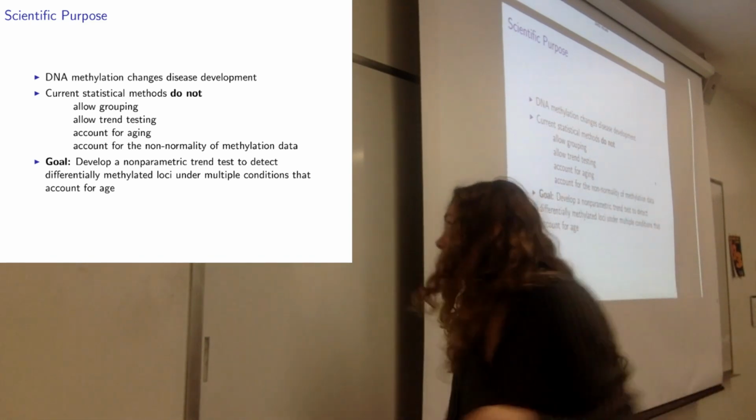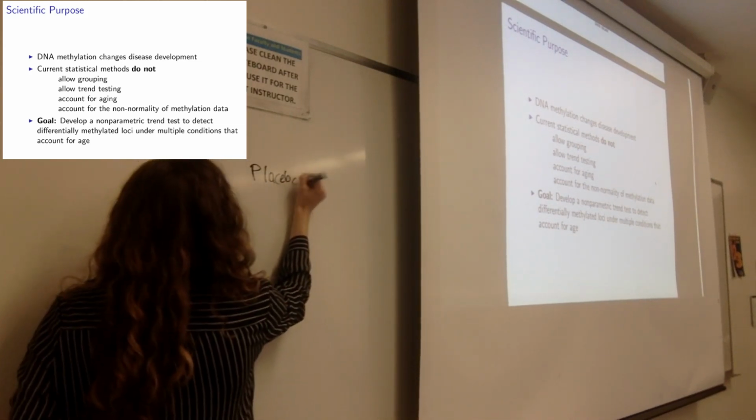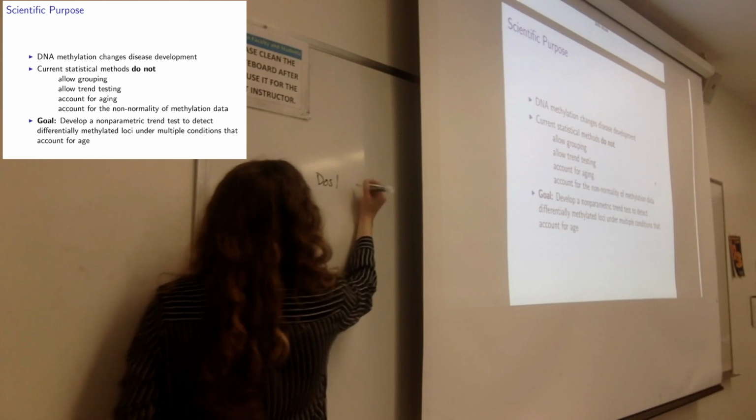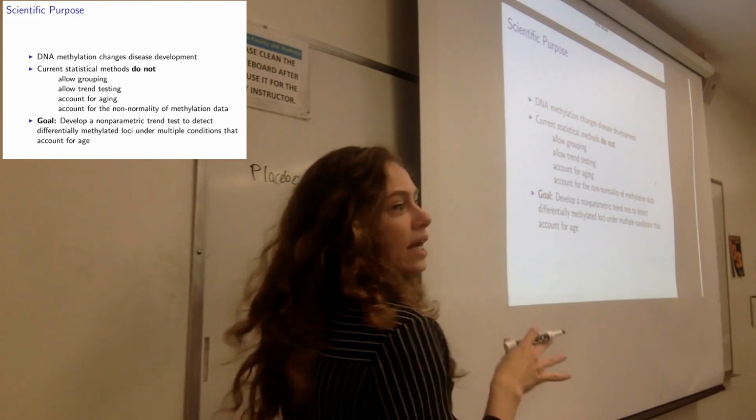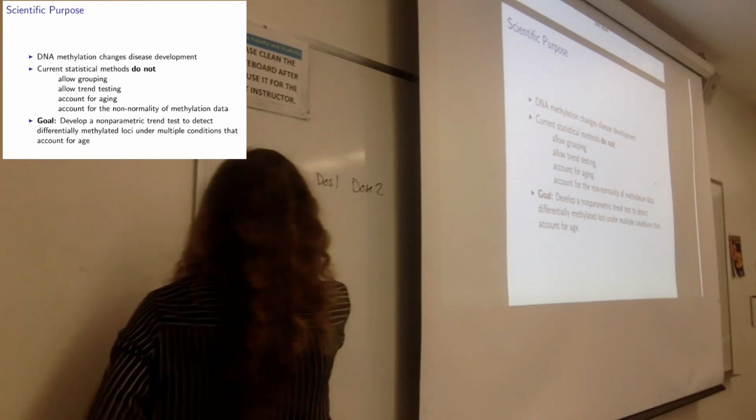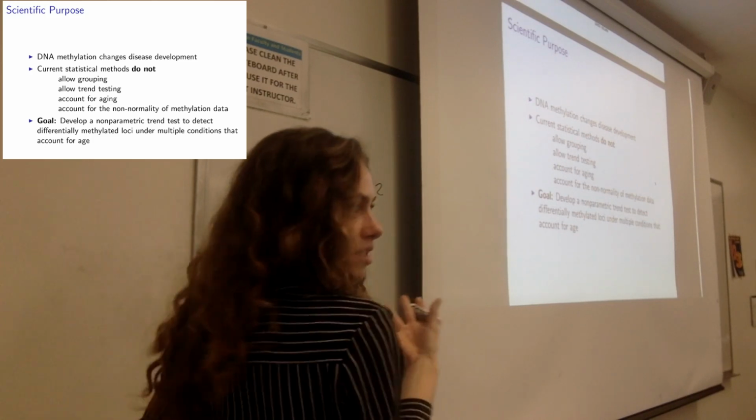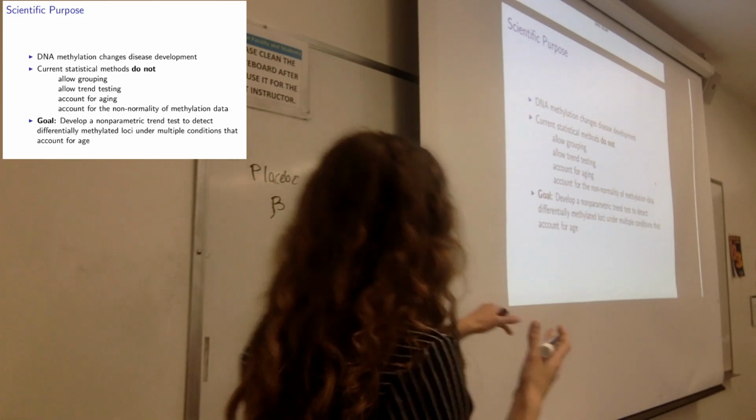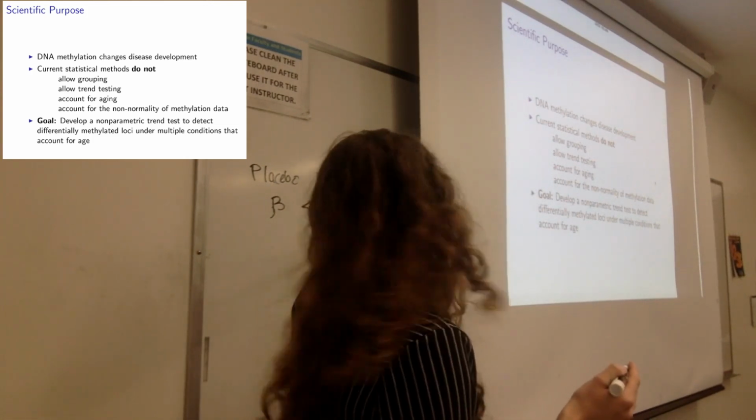So the idea is that we have like placebo, and then like dose 1, dose 2. So the idea is that we're looking for a trend in methylation. So is methylation lower? Here's beta. So is beta lower here? And is there a trend like this? That's what we're looking for. So nonparametric trend test to detect this difference across treatments.